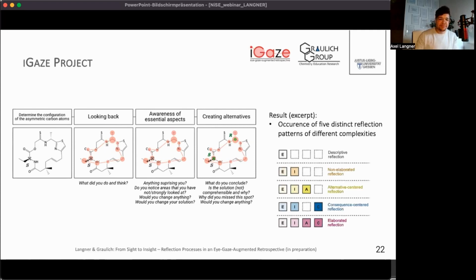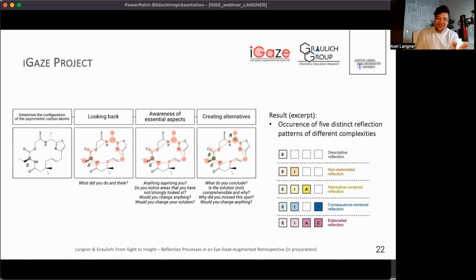What I have done in the past few months is investigate the structural complexity of the reflection process, which we stimulated with this augmented retrospective, and we saw different patterns. Right now I'm preparing the manuscript for this. Hopefully you can read about it in the next month. There we will discuss why we can see these patterns or why not.